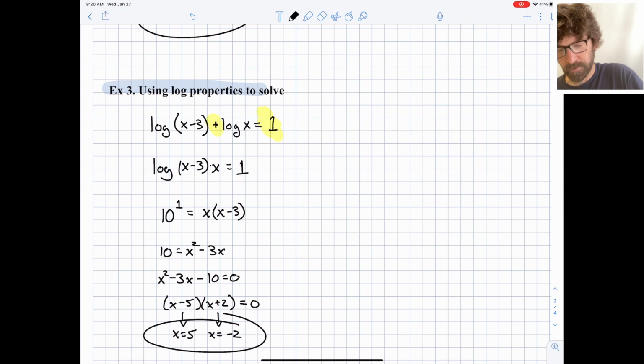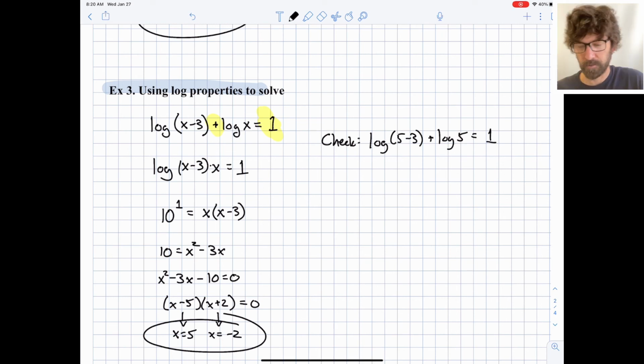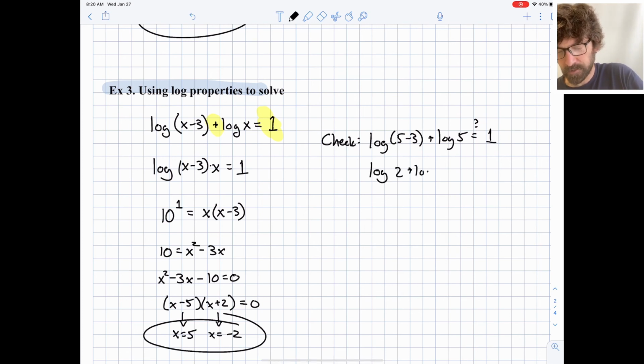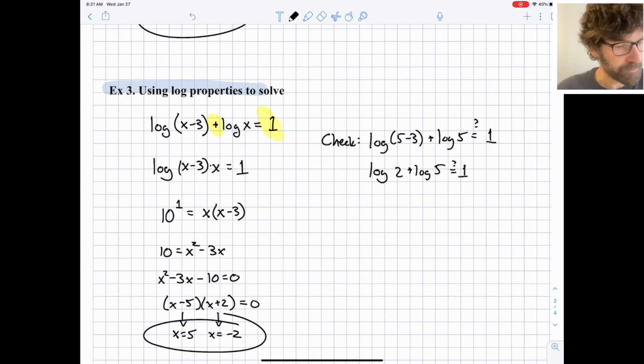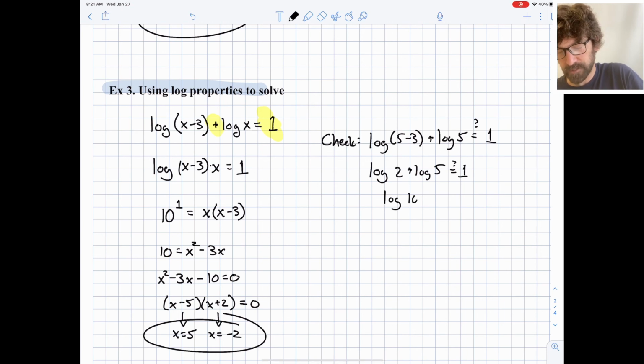Okay, so as a check, we can think about, okay, does the log of 5 minus 3 plus the log of 5 equal 1? Okay, and we could check it on our calculator. Does the log of 2 plus the log of 5 equal 1? Let's actually go to our calculator and try that. And it does check out. Remember, our product property says that the sum of two logs is the log of our product. So 2 times 5 is 10. So does the log of 10 equal 1? It is, right? That means 10 to the 1 is equal to 10.